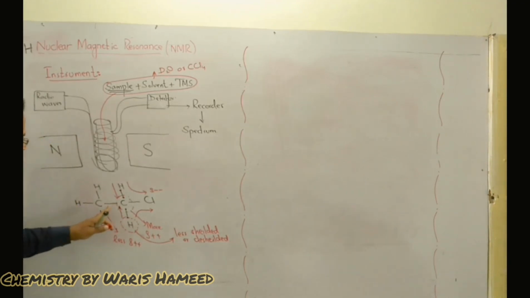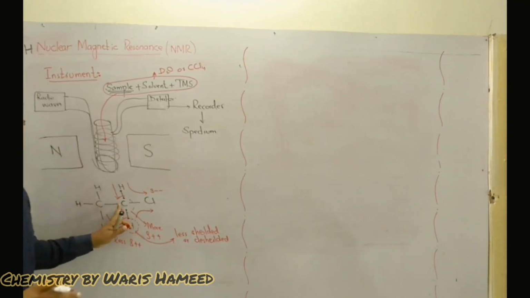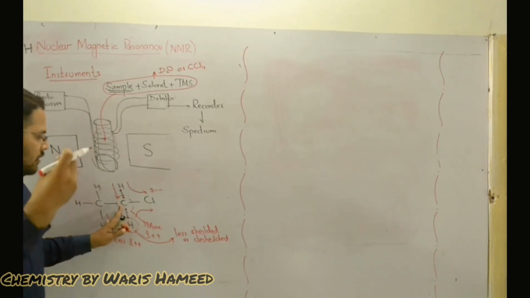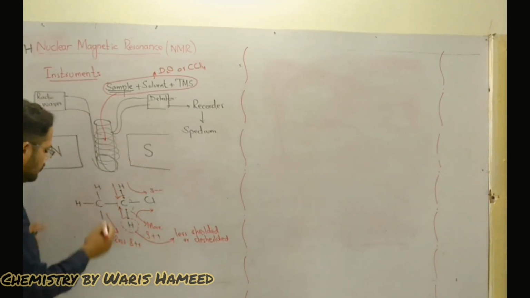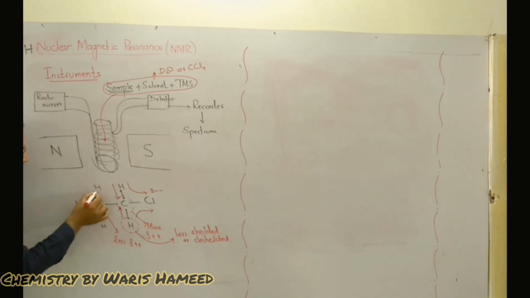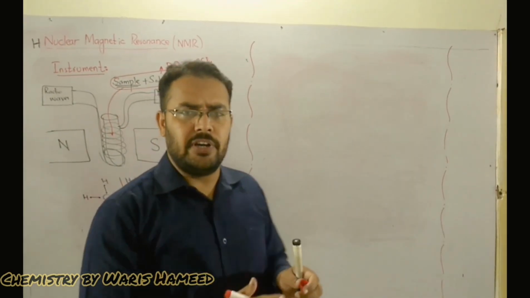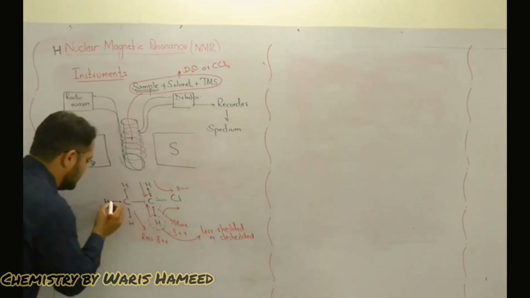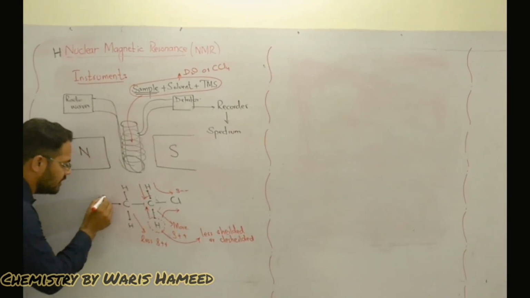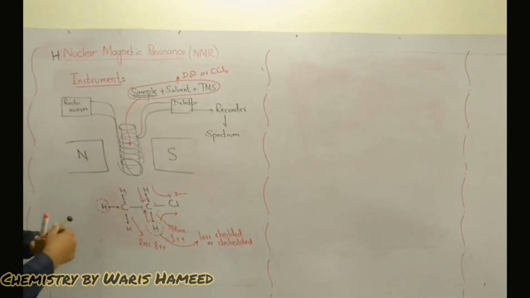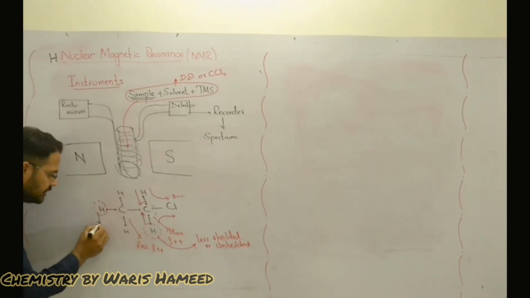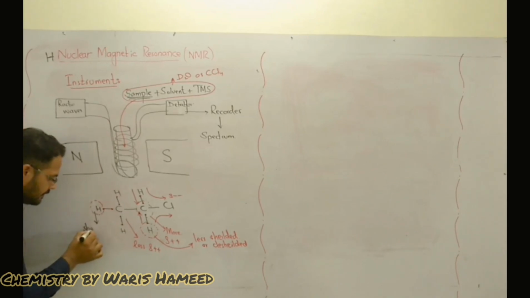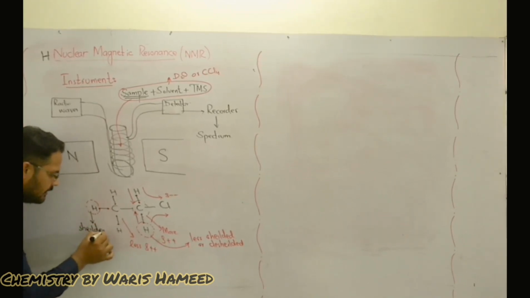In this case, there is an attraction of electrons to a very minimum level. So electrons are mostly equally distributed between carbon and hydrogen atom. So this hydrogen has electrons around itself. So we can say this hydrogen is shielded.